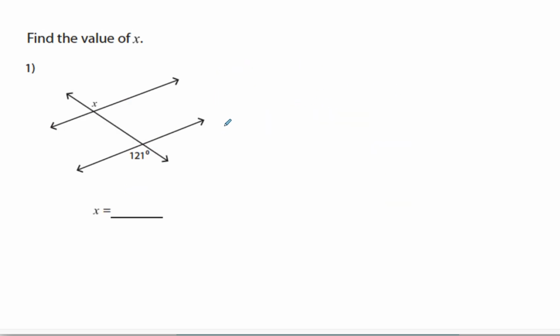And last problem. What are these? There's my transversal. How do I know? Because these look like my parallel lines, lines that do not cross. They are on different sides of the transversal, so they're alternate angles. But they're exterior, so alternate exterior angles, and therefore congruent. Remember that symbol? Meaning x has got to be 121 degrees.